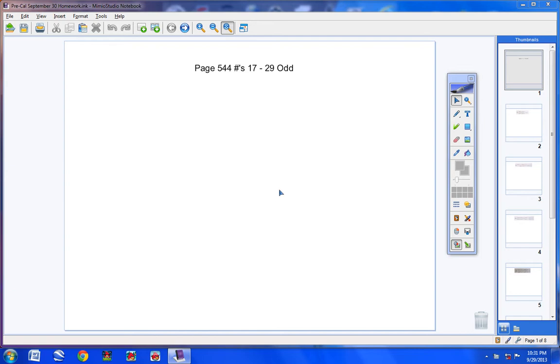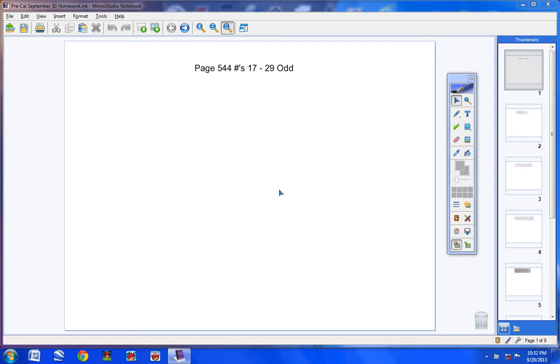This is page 544, number 17 through 29 odd. Please have your books open to that page, have your homework out, have your pencils out, your notebooks out, be ready to take some, or not take some notes, be ready to listen to these explanations. I hope that you've done your homework, you've checked the answers in the back of the book, and now you're watching the video for the ones that you've made mistakes on.